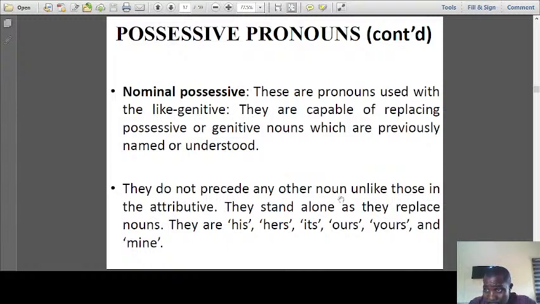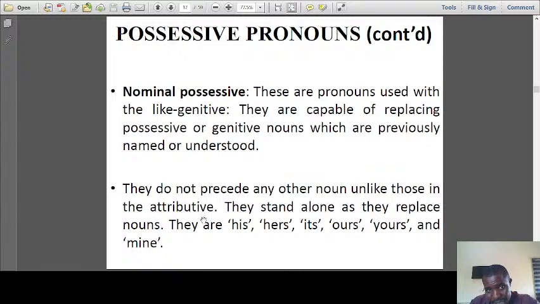They do not precede a noun. This set of pronouns, they replace the noun completely. They eliminate the noun completely. Take note of that, unlike those in attributive. Those in attributive will not eliminate the noun. They will be placed before the noun. So when you place it before the noun, we can simply say they are attributive possessive. In other words, they are determinants.